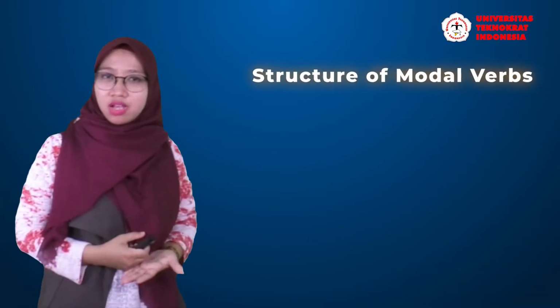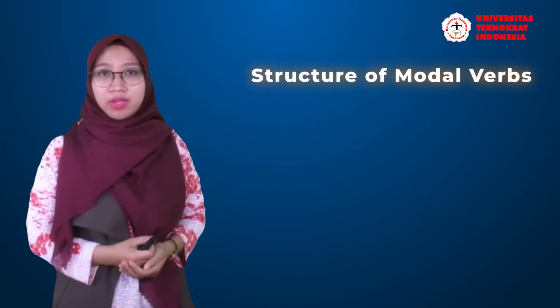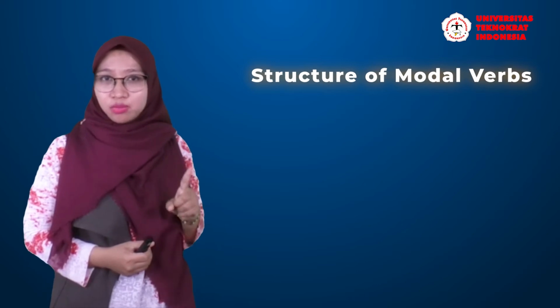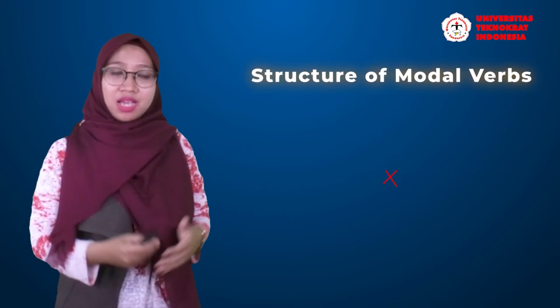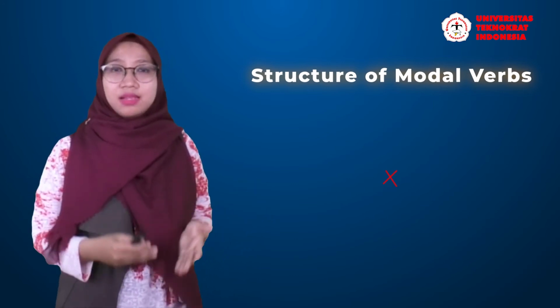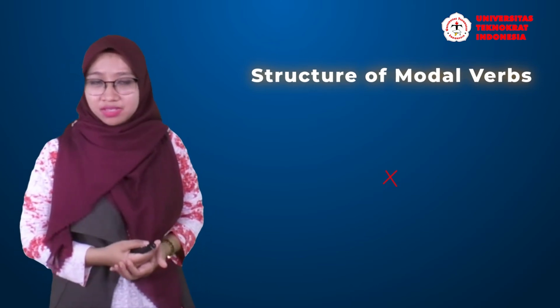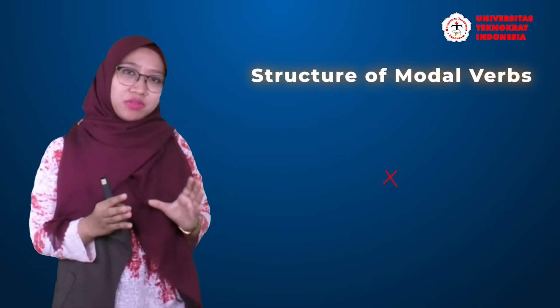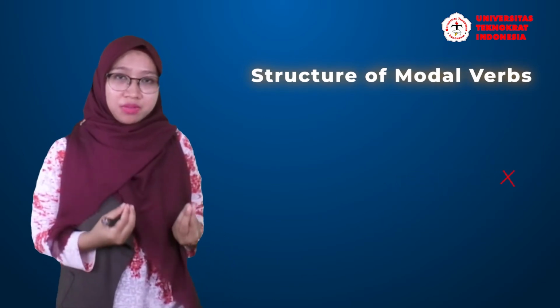Now, what about the structure or the formula of modals itself? This one is a bit simple because we have one structure or one formula for all modals. Okay, the structure is: subject, they, we, I, you, he, she, it, plus modal, plus base form or infinitive. So for the base form of the verb, we shouldn't add anything. So that's the bare form of the verb. Okay, so what does it mean?